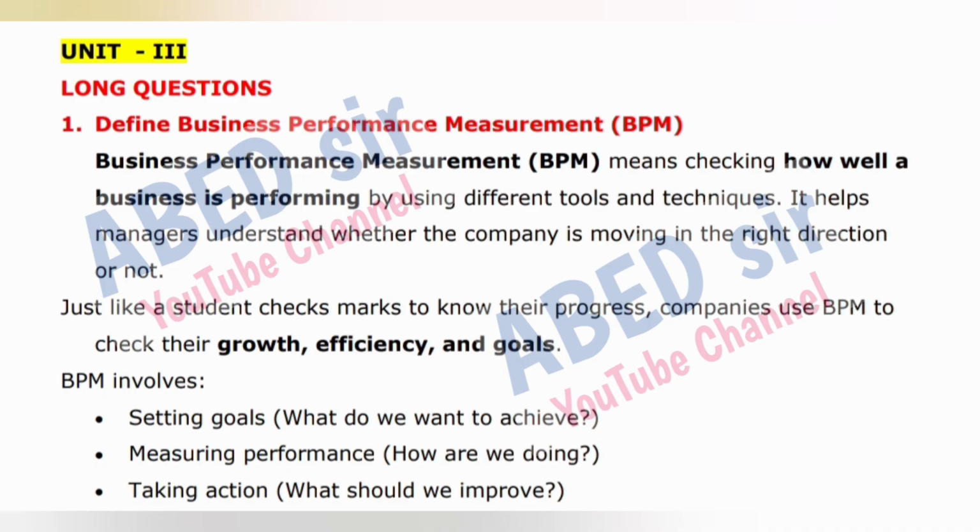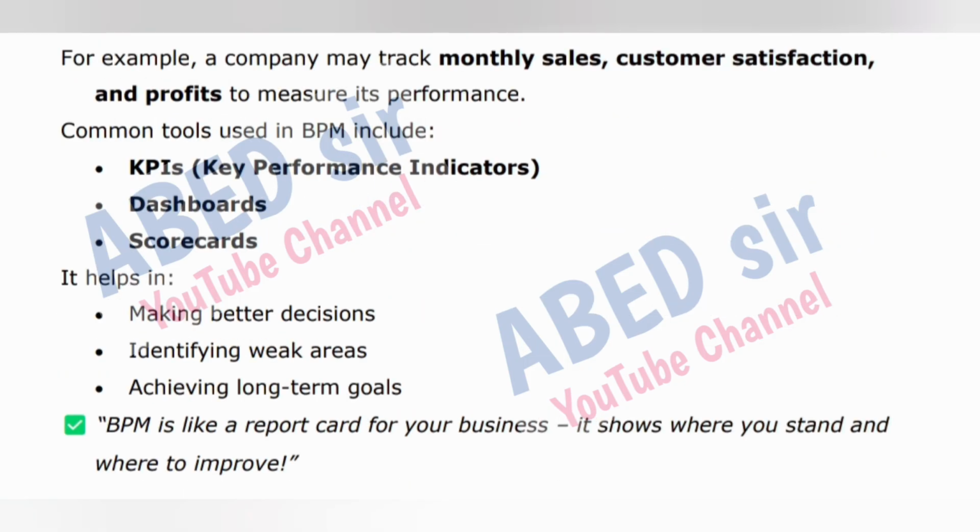BPM involves setting goals: what do we want to achieve? Measuring performance: how are we doing? Taking action: what should we improve? For example, a company may track monthly sales, customer satisfaction, and profits to measure its performance.